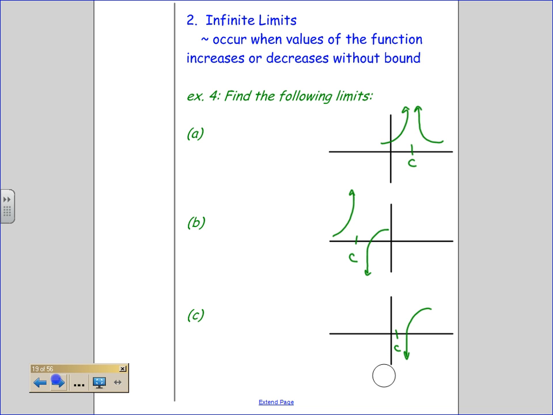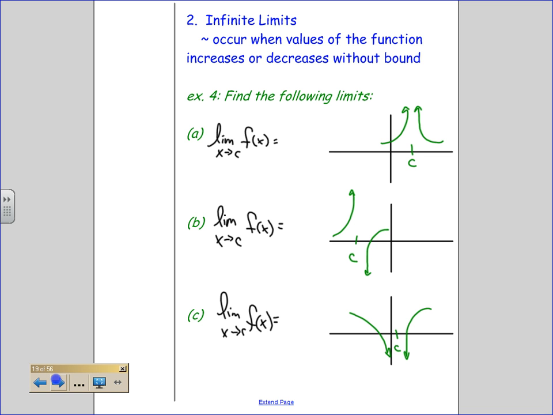Should be a pretty easy idea, but just to make sure we're all on the same page, assuming that the functions are what's shown in the graph. All right, kiddos. What am I going to say is the limit? If I want to express what it's approaching, whether or not it's an actual constant, what would I say for part A? Infinity. Infinity, right? How about part B?